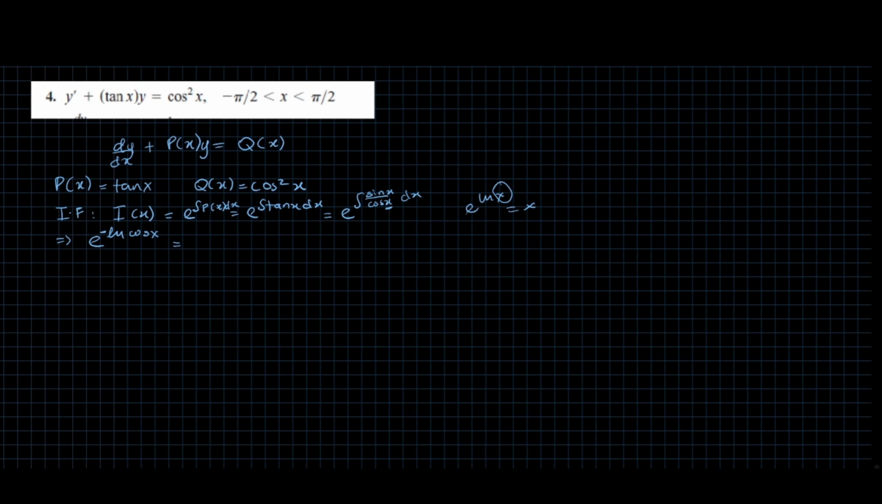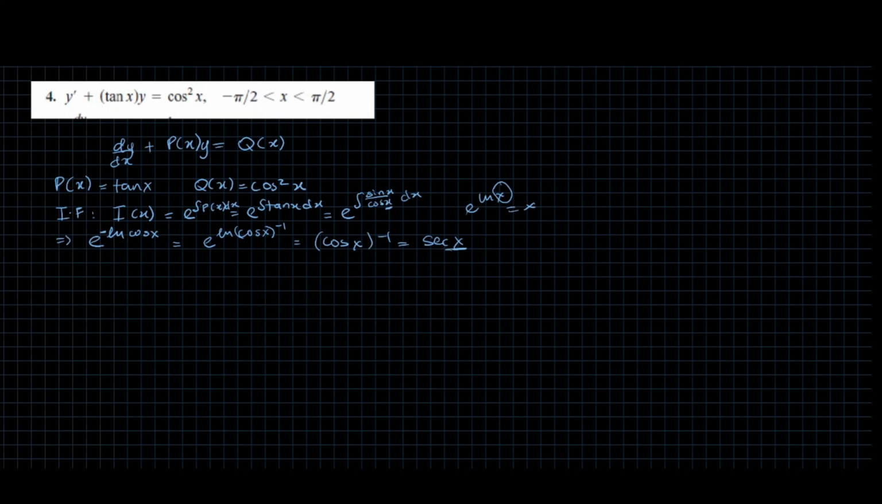Now in ln, if you have something like k ln m, it's the same thing as ln m raised to the power k. So in this case, it's minus 1 that is here. So this will become e raised to the power ln of cos x raised to the power negative 1. And e raised to the power ln of anything is simply the argument. So this will be cos x raised to the power negative 1. 1 over cos x is simply the same thing as sec x.